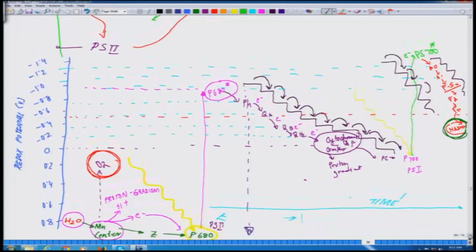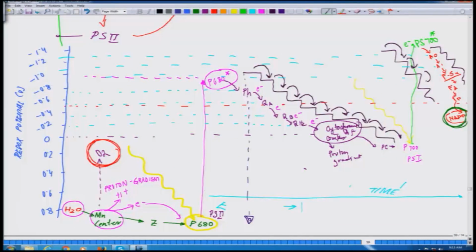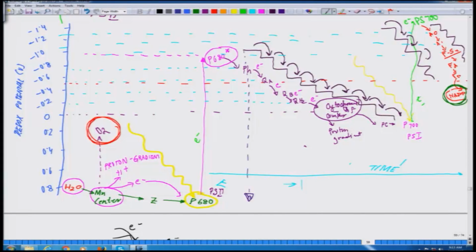But having said this, this brings you to a question: are these two electrons different? There is one electron travelling out here, and another electron travelling out here. Of course, when you talk about electrons, it is just an electron, but are these different kinds of electrons? Are these different waves or particles of electrons moving out? Because they attain a different redox potential.